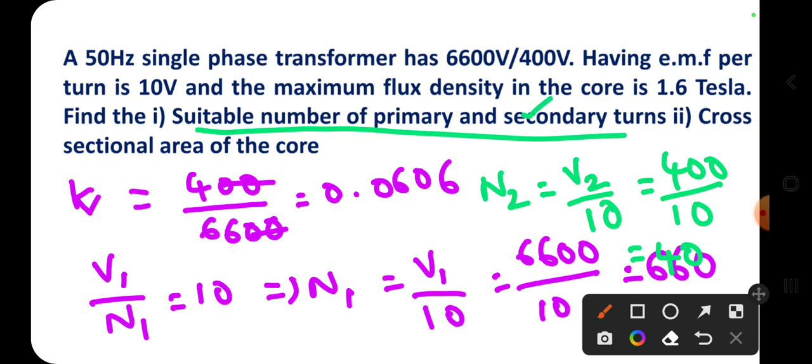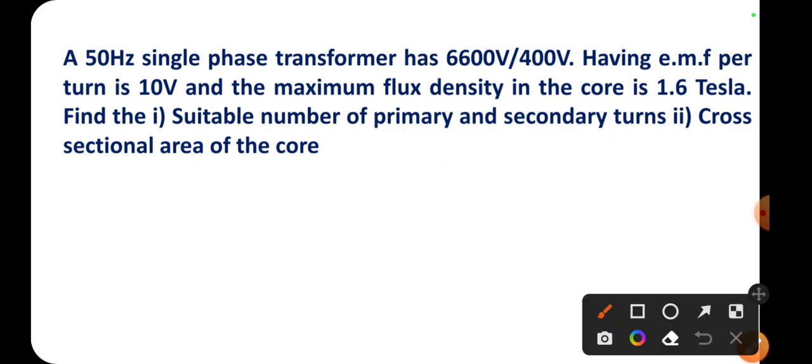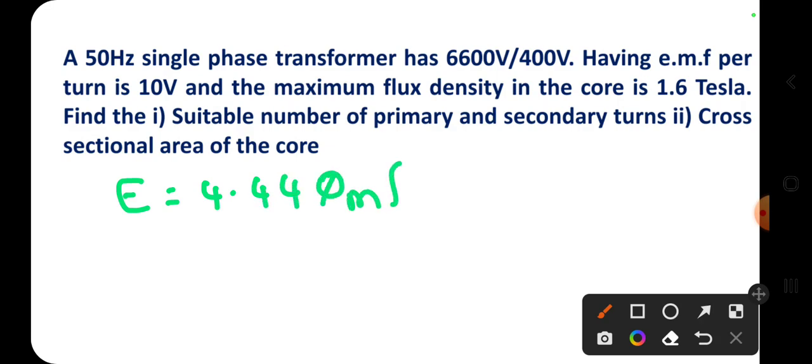Then what is the second one? Cross-sectional area of the core. Yes, how can we find the cross-sectional area as we found in the previous problems? That is the EMF equation. E is equal to 4.44 phi m f N. If it is E1, this will be N1. Yes, now we find.